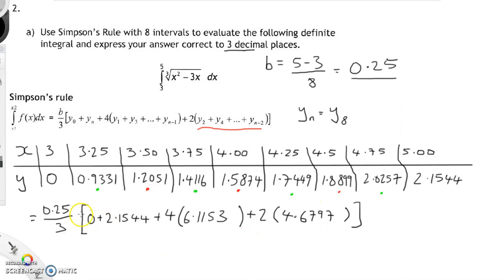Okay, so this calculation here is equivalent to the integral, and if you put all that through the calculator, you should get, accurate to 3 decimal places, 2.998. And that's the answer.